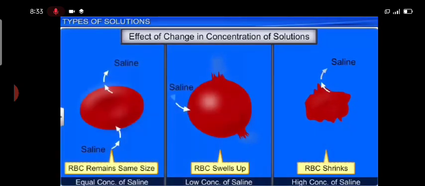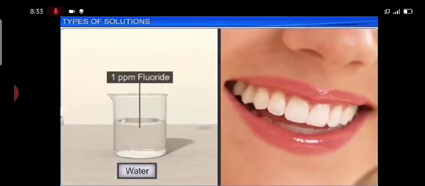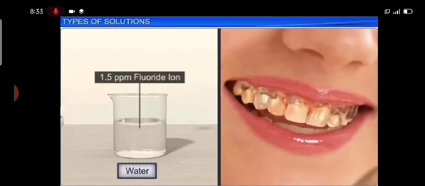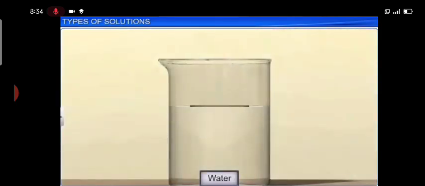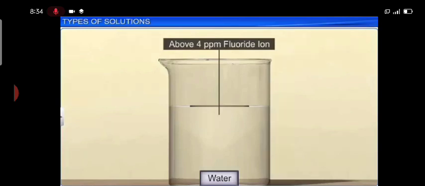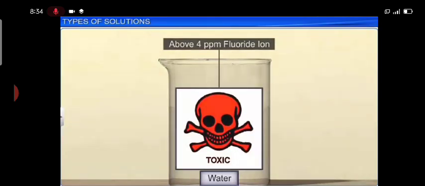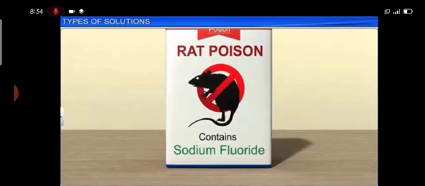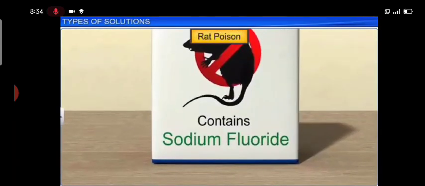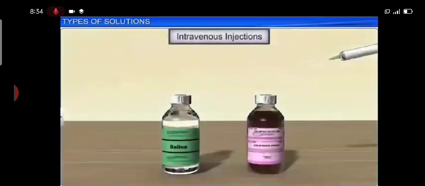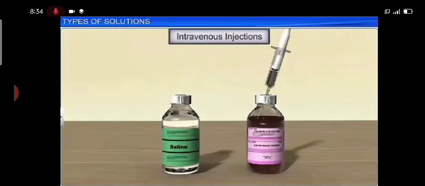For example, 1 part per million or 1 ppm of fluoride ions in water prevent tooth decay, while a concentration of 1.5 ppm causes spotted tooth, and any concentration at and above 4 ppm becomes toxic. Therefore, sodium fluoride is used as rat poison. Intravenous injections are always dissolved in water containing salts at particular ionic concentrations, so as to match the blood plasma concentration.